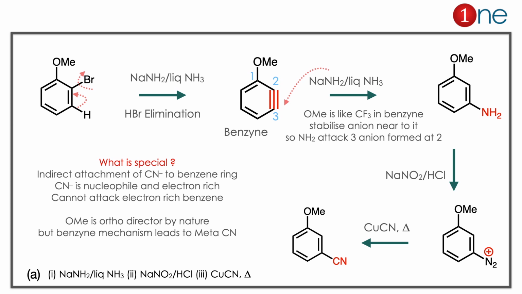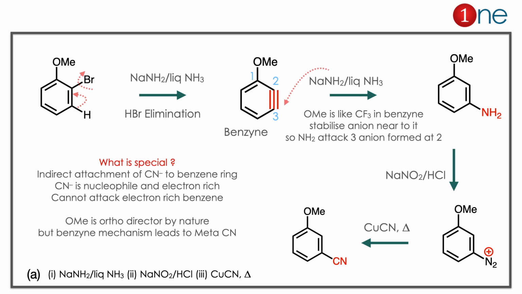Here what is special? Because you are attacking CN minus to the benzene ring. Directly it is not possible because benzene is electron rich, CN minus is electron rich. Direct attachment is not possible, it happens through multiple steps. Moreover, methoxide is the ortho-para director. Here you have to form cyanide at the meta position. That's why it requires multiple steps.